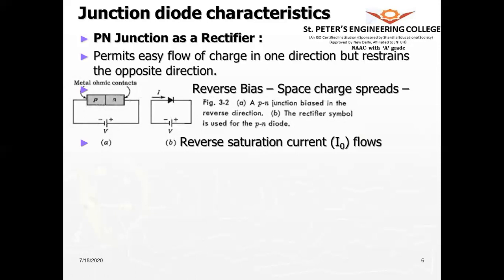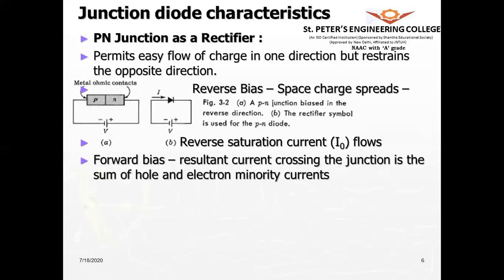Why is it called saturated? Because it will be very small and it will not be able to contribute much. It is a very small current because the charges are saturated at both sides, so they will not be able to move much.